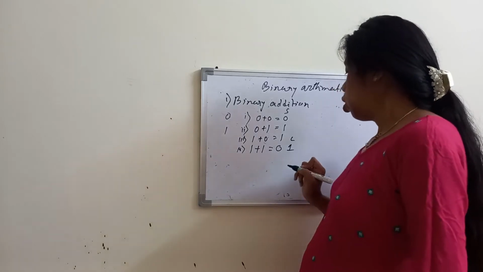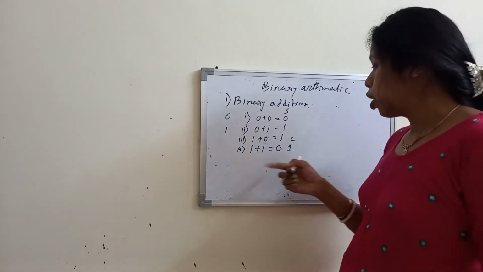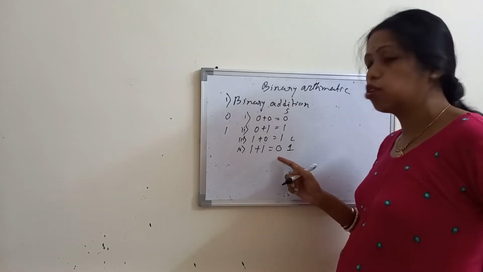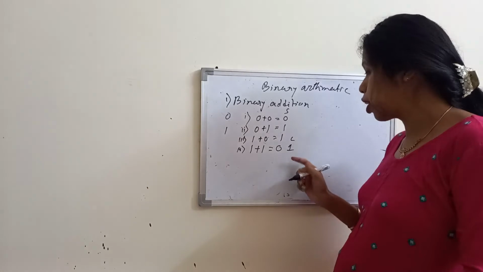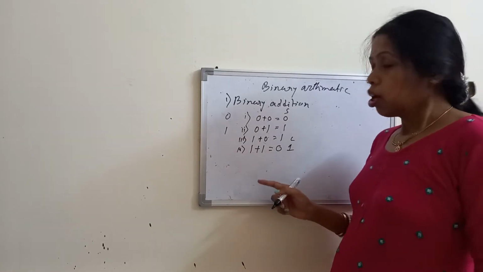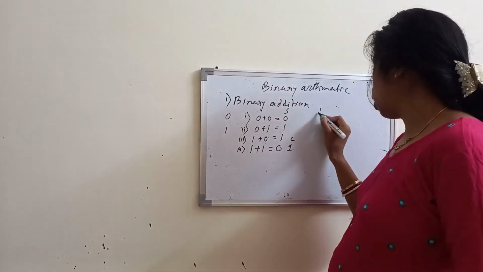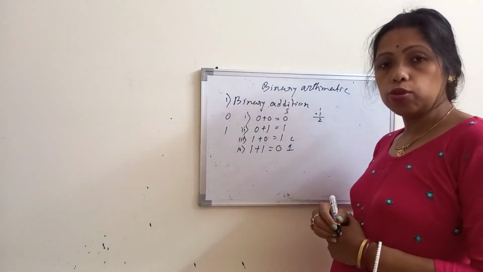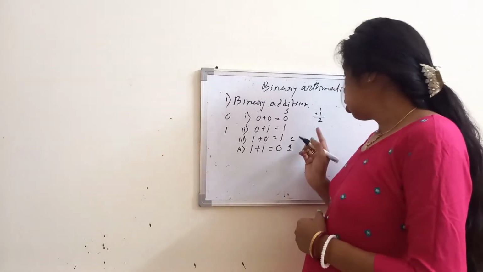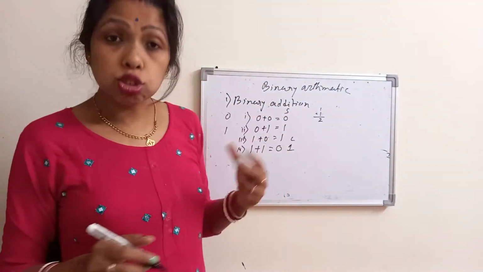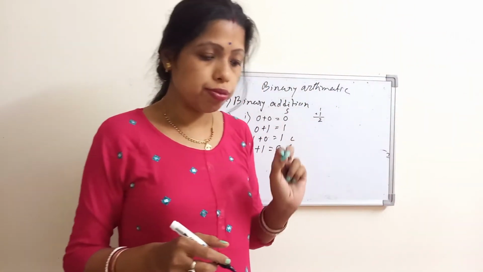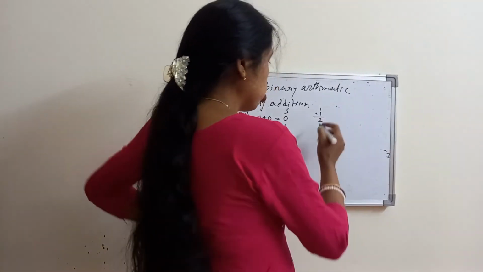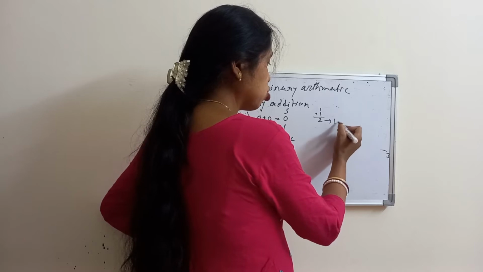How is it possible? 1 plus 1 gives the result 0, and this will be the carry. In normal addition, if we add 1 with 1, you get 2. But 2 is invalid in binary, so if we write 2 in binary, it will be 1 0.